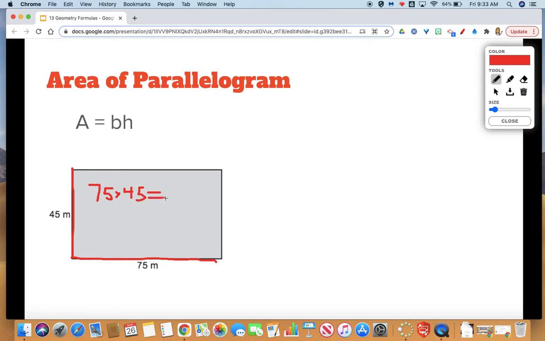Grab your calculator to see if we get the same thing. I'm getting 3,375. My units would be meters squared since I'm working with area.